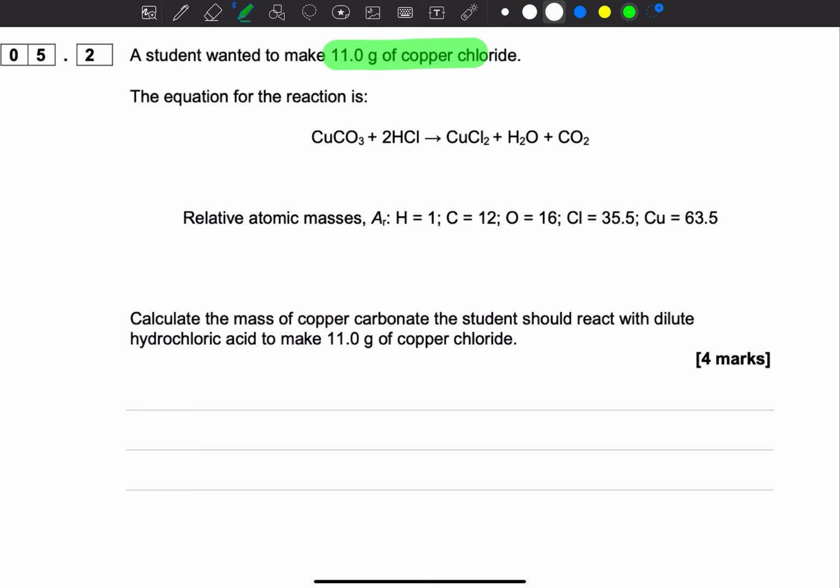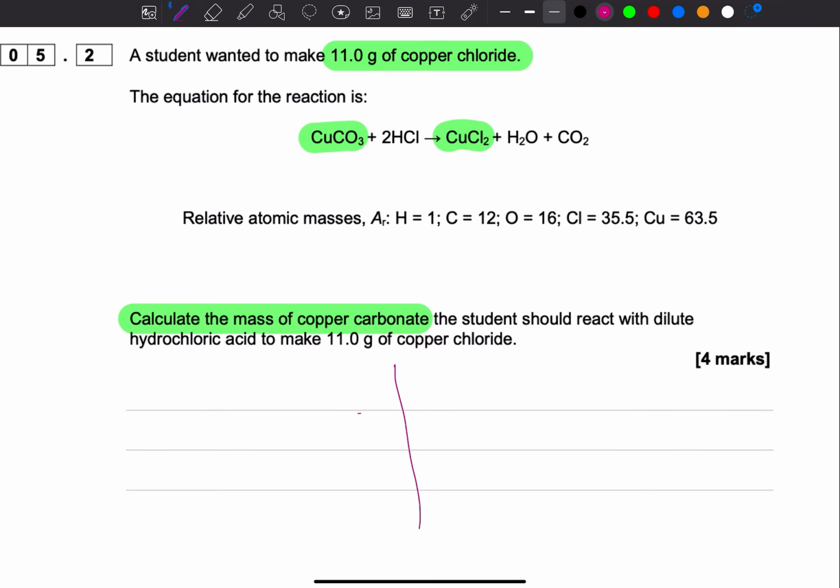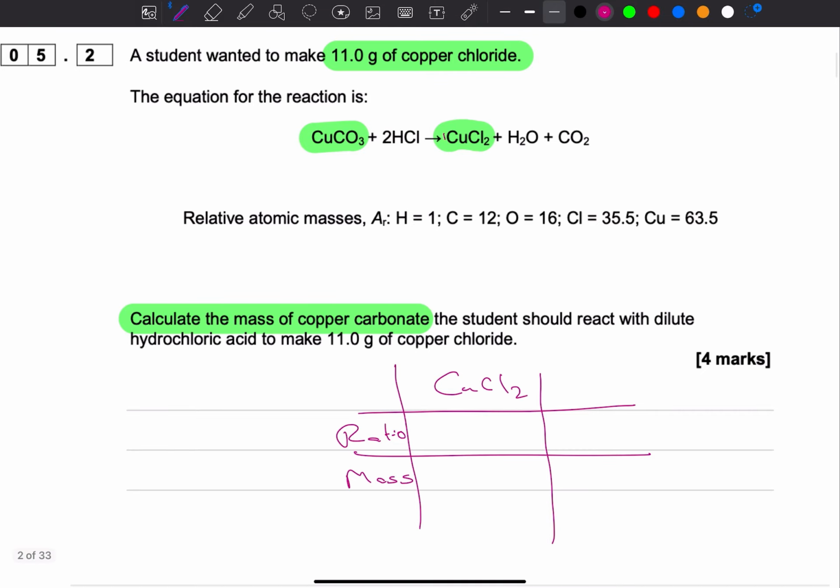What is given? 11 grams of copper chloride. What would they want you to find? Calculate the mass of copper carbonate. Ratio, mass. What is given? Copper chloride, which is CuCl2. What is the number in front of it? There is no number, so automatically it is 1. Copper carbonate, which is CuCO3. What is in front of it? There is no number, so automatically 1.